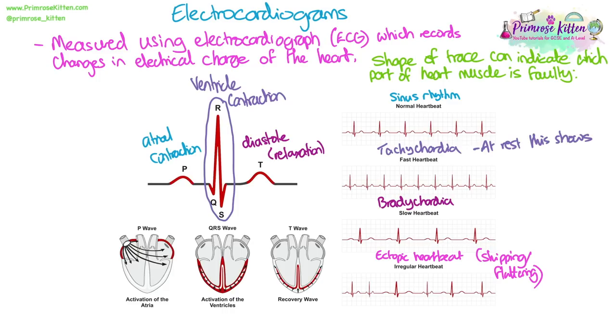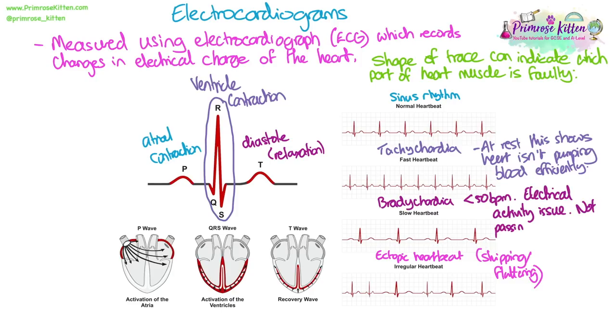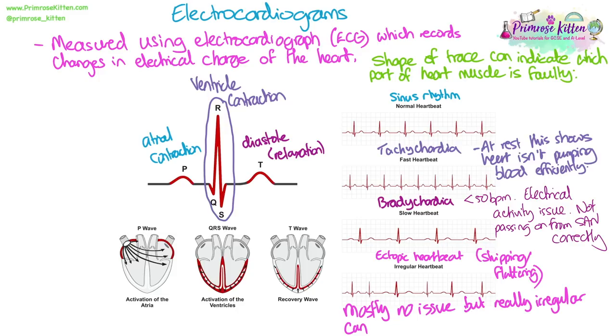Tachycardia at rest is an issue because it shows that the heart is not pumping blood efficiently around the body. Bradycardia is a heartbeat that is slower than 50 beats per minute. It suggests an electrical activity issue, for example, the signal not being passed from the SAN correctly. An ectopic heartbeat is mostly no problem, but if it becomes really irregular, it's known as fibrillation, and it can cause fainting, chest pain, and potentially death.